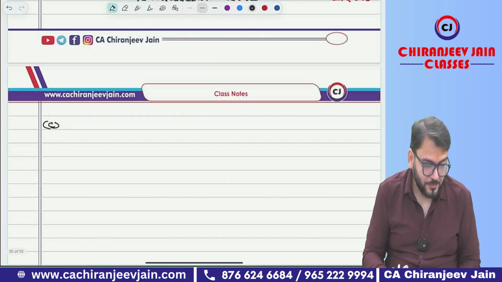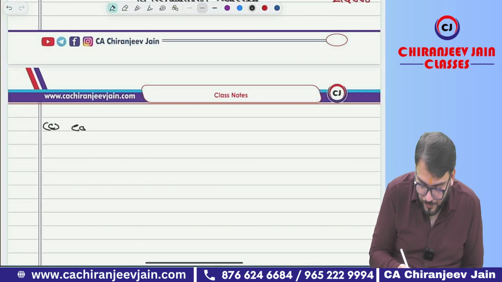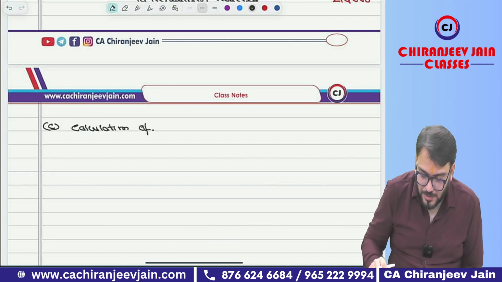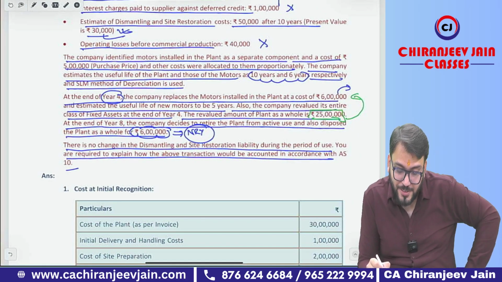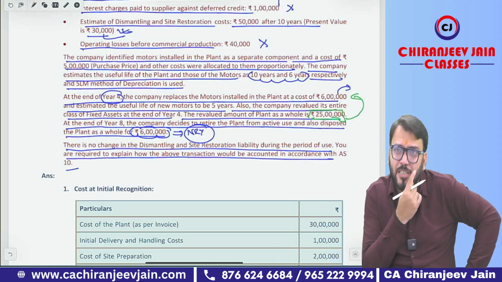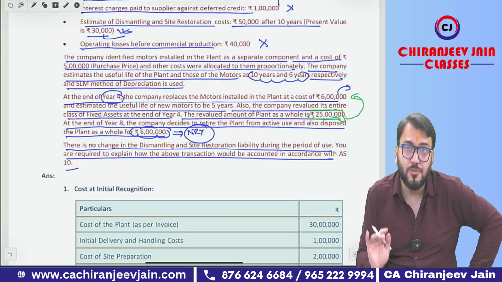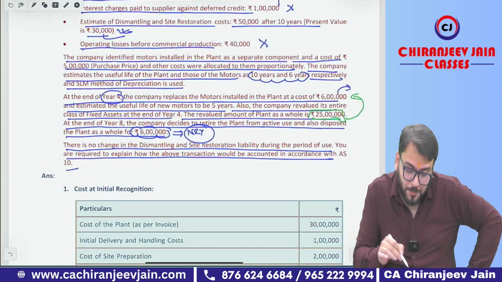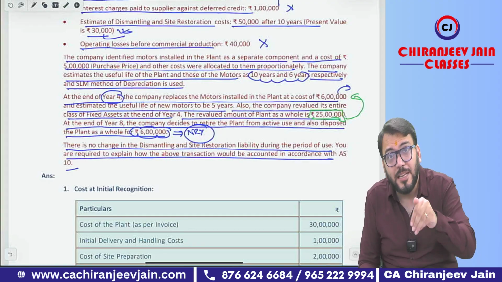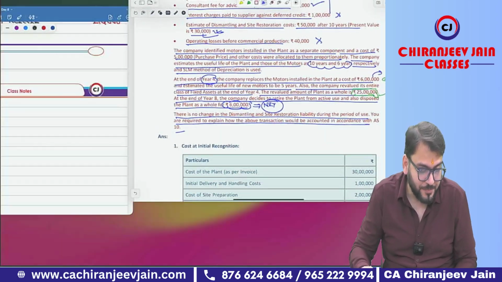Point number C. Calculation of... Now the question is that it was sold, it is retired. So what they have given, at the end of year the company decided to retire the plant from active use and also dispose the plant as a whole for 6 lakh. Means can I say it is retired and sold also? Because also dispose the plant as a whole for 6 lakh, it is sale value given. We retired and on the same day it is sold also. So we will calculate a gain or loss on sale.